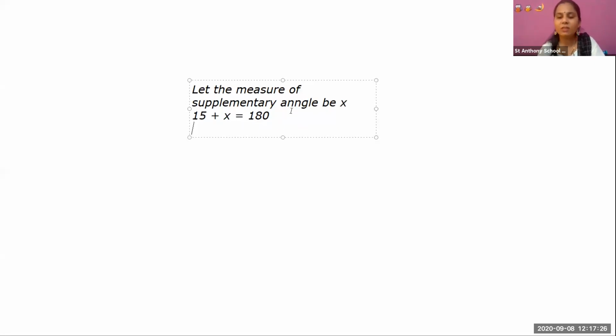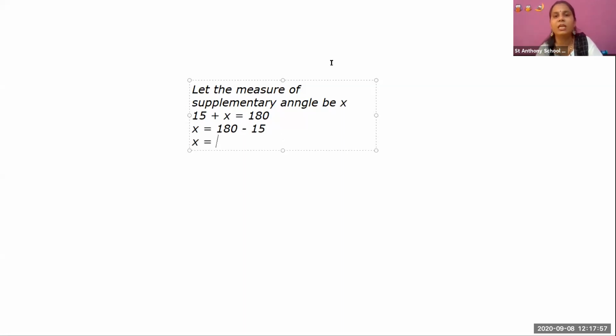When we shift this 15 to this side, our x will become separate, right? And 180 remains as it is, but when we shift this 15 to the right hand side, this plus 15 gets converted into minus 15. Now x is equal to what then? 180 minus 15. Let me know in the chat box.